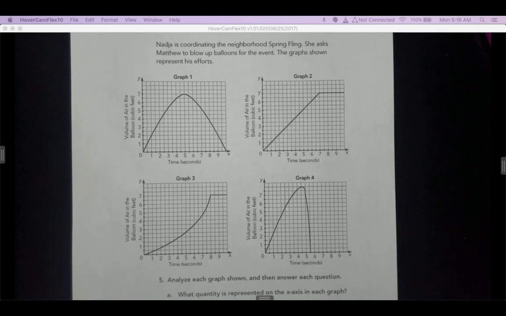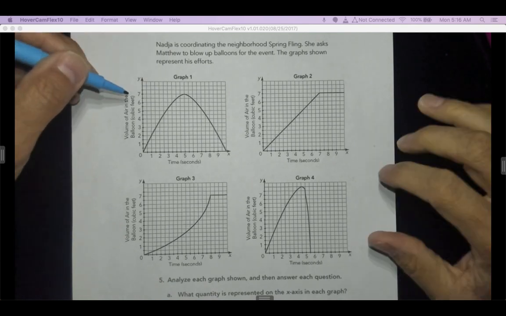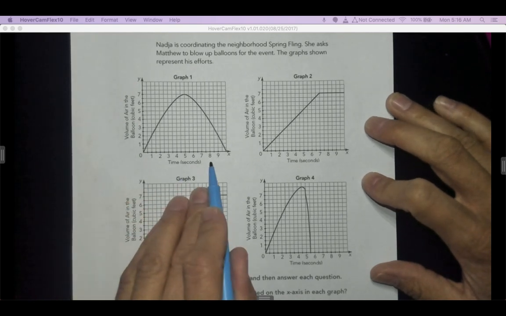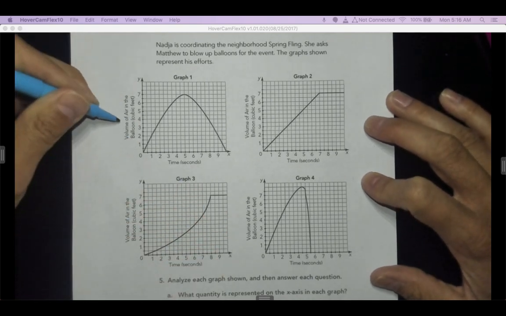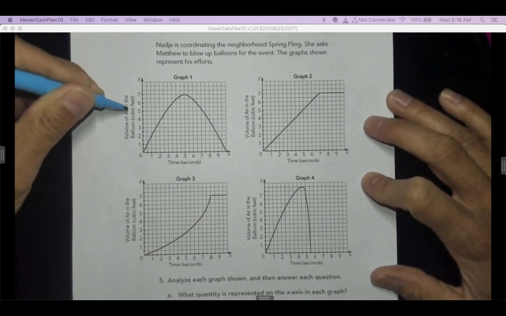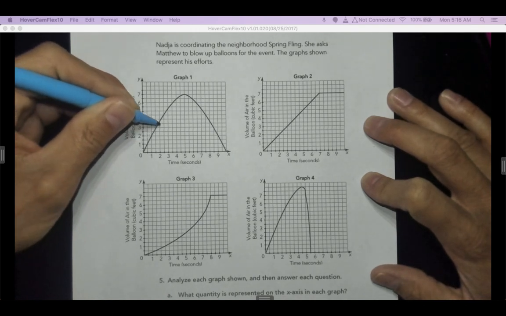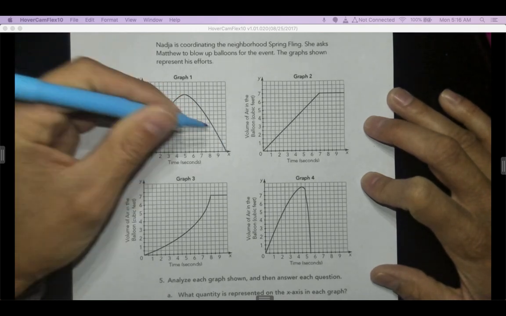All right, this next one for number 5. Nadja is coordinating the neighborhood spring fling. She asks Matthew to blow up balloons for the event. The graphs shown represent his efforts. So graph 1, we have the time in seconds along here, and the volume of air in the balloon in cubic feet. So how much air has gone into the balloon? Because it goes up and it goes down.